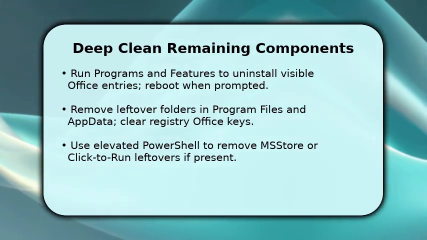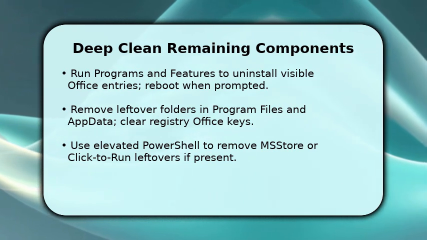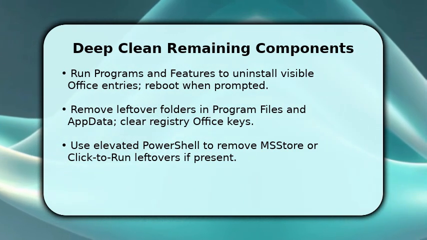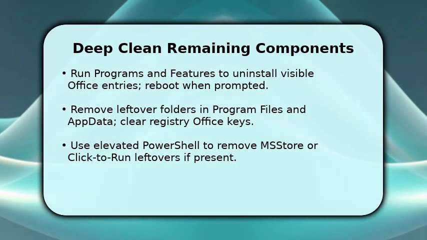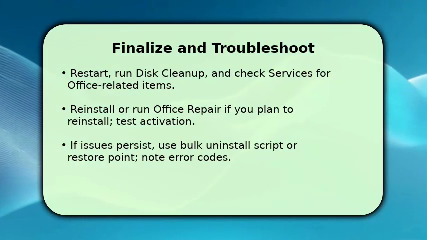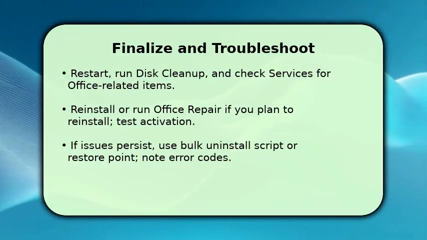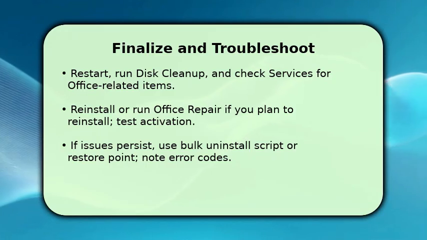Then open regedit and delete Office-related keys under HKLM and HKCU. Export keys first to back up. Restart Windows and run Disk Cleanup to remove temporary installer files. Then inspect Services and Task Scheduler for any Office-related tasks and disable them if necessary.